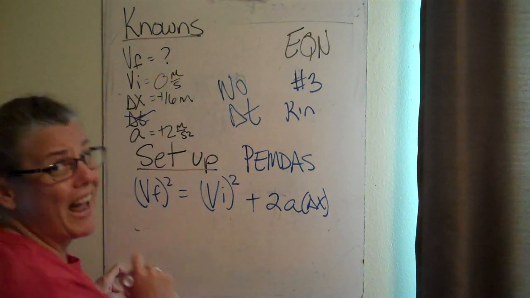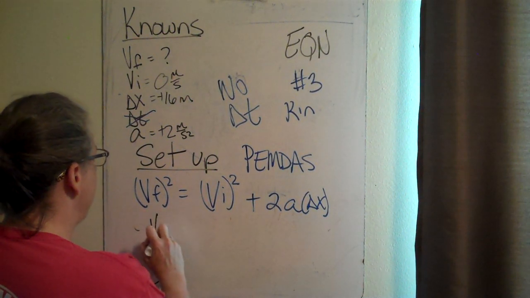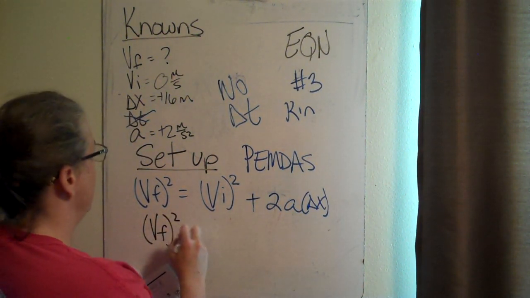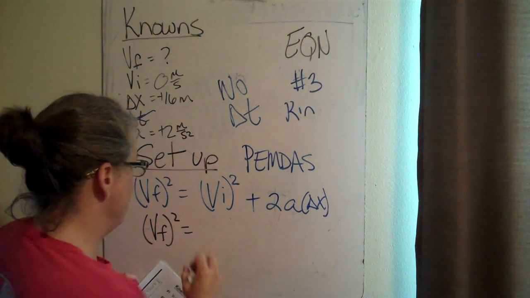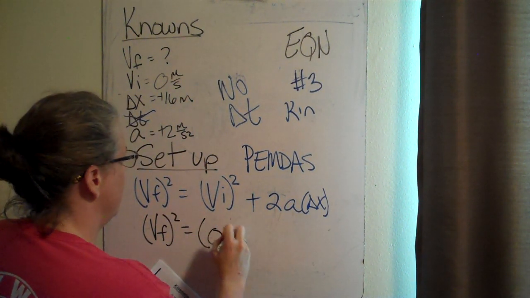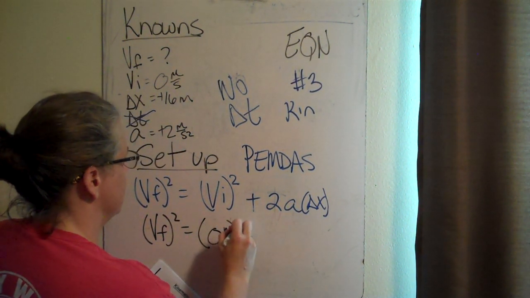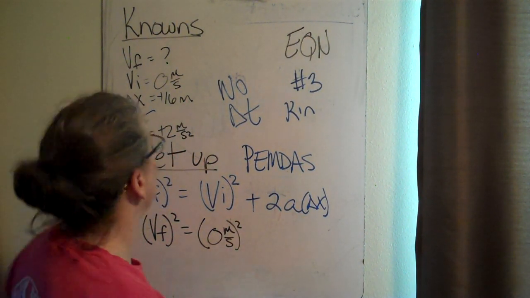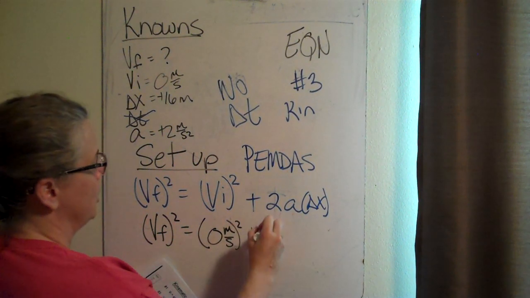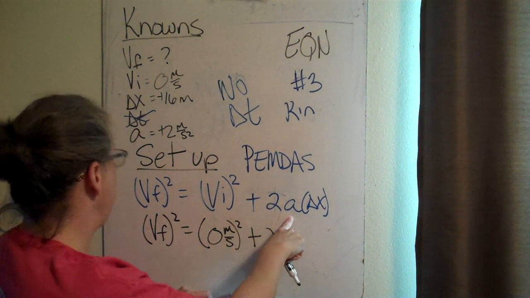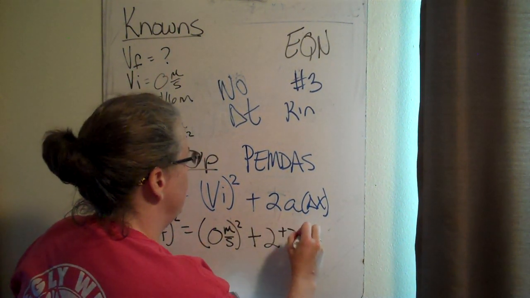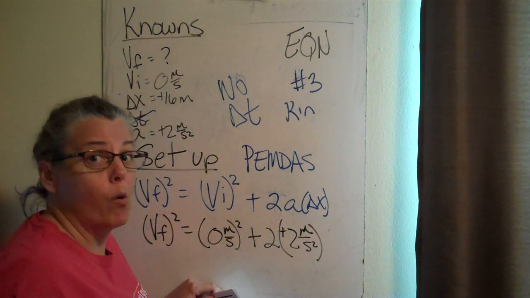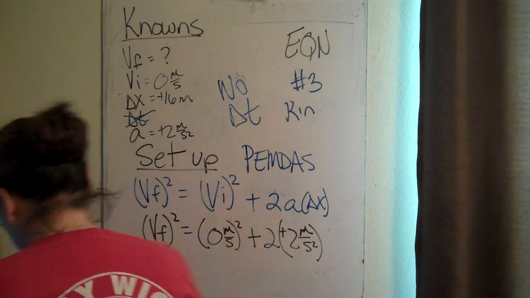Our V of F is, I don't know, so we leave that as V of F whole thing squared, plus our V of I, which was 0, 0 meters per second squared. That'll be easy math because 0 squared is 0, plus 2, our A, is a positive 2 meters per second squared, and then our delta x.